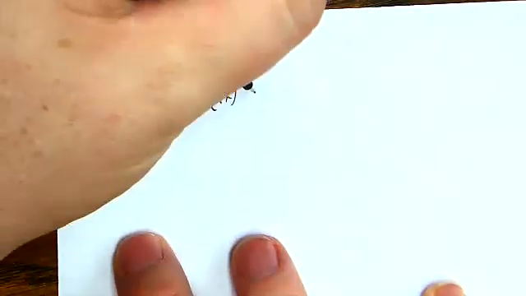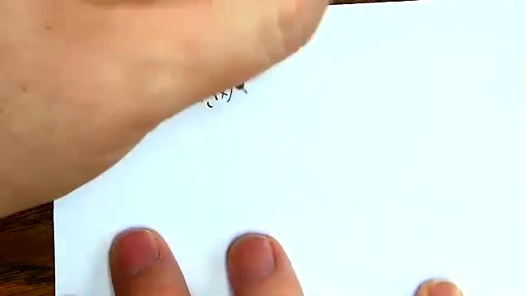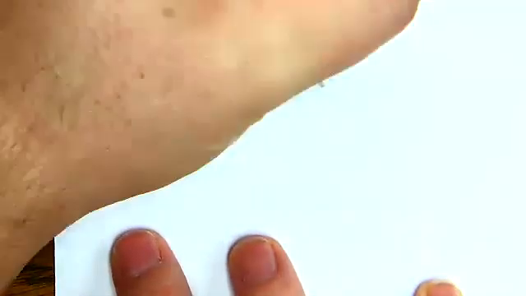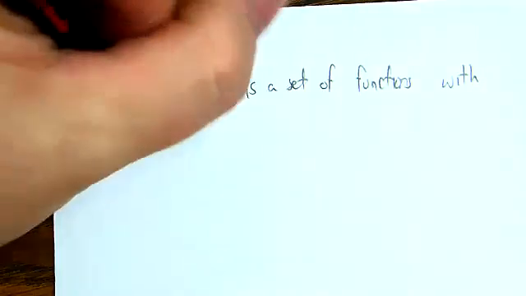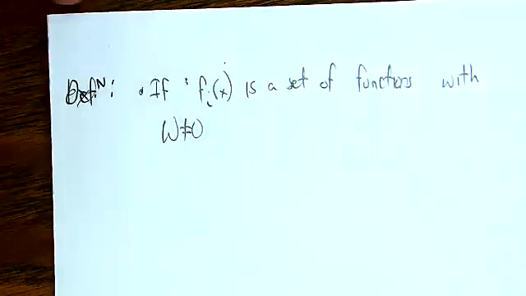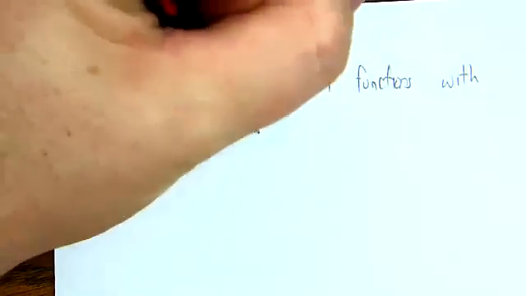So let's clarify the observation that we just made, and that is if fi of x is a set of functions with the Wronskian not equal to 0, then we can say that fi is linearly independent.